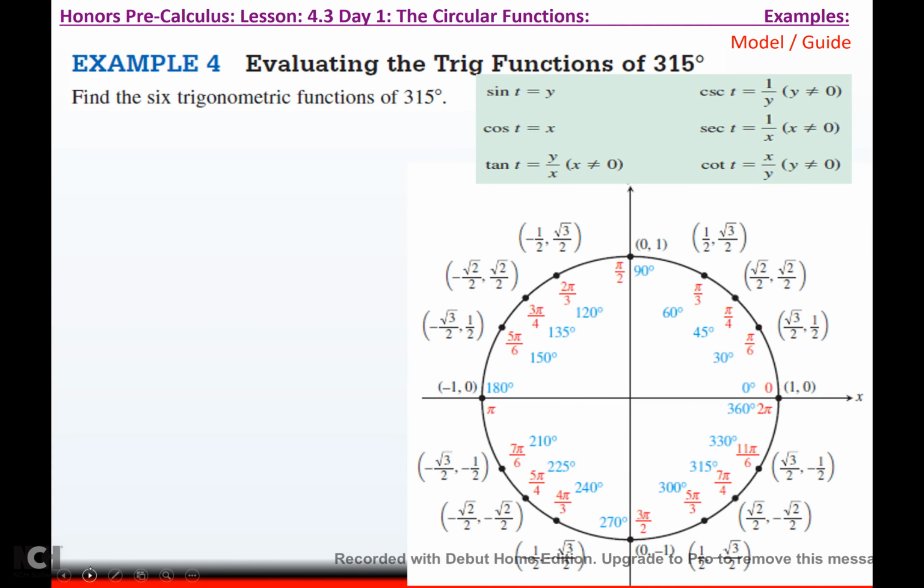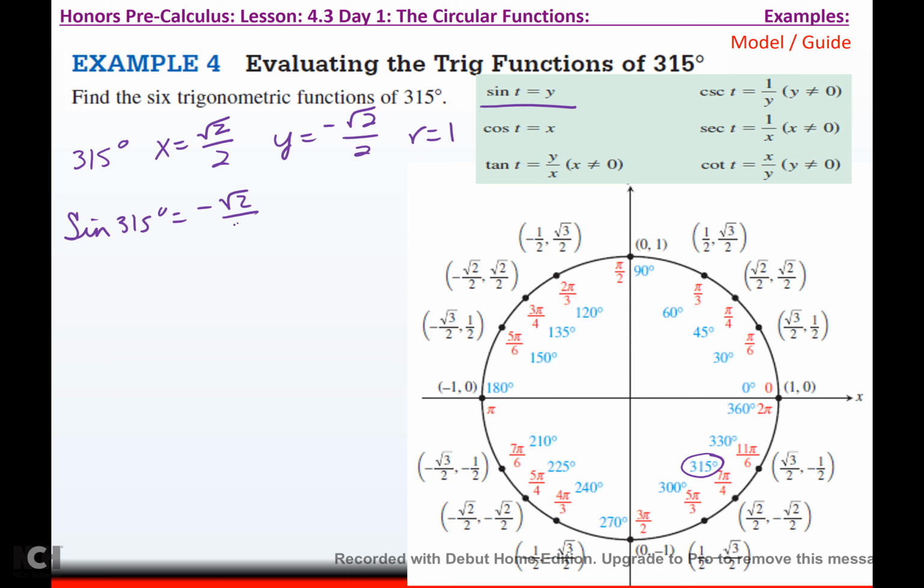Alright, it says find the 6 trigonometric functions of 315 degrees. If I find 315 degrees, it's right there. So for 315 degrees, x is the square root of 2 over 2. Y is a negative square root of 2 over 2. And of course, in the unit circle, the radius is 1. So sine 315 is y, so it's going to be negative square root of 2 over 2. Cosine 315 degrees is x. The x-coordinate is square root of 2 over 2. Okay?